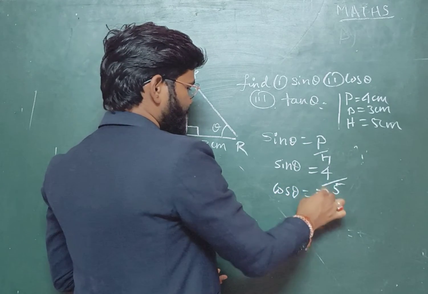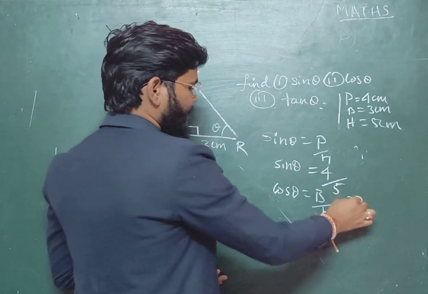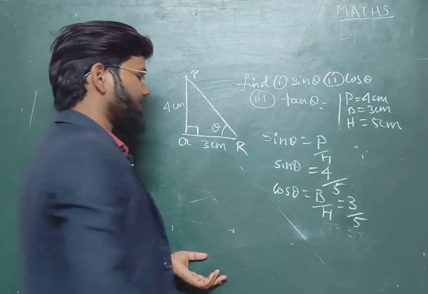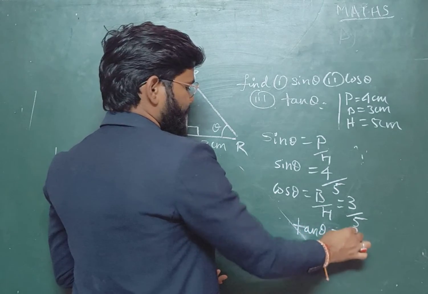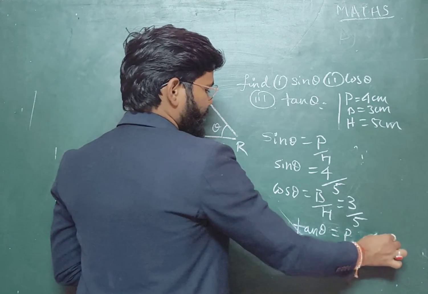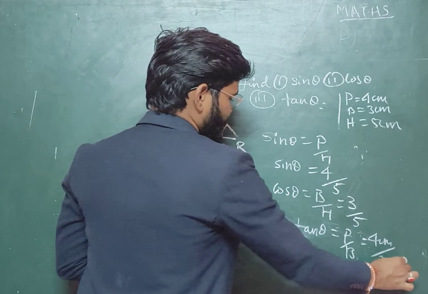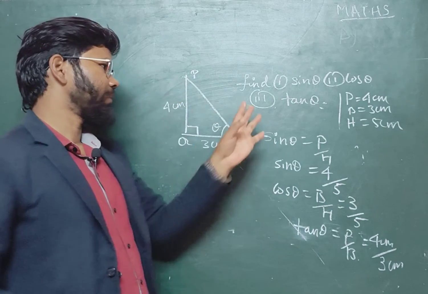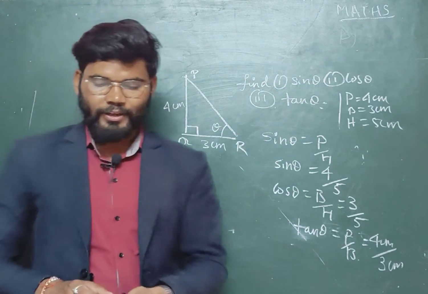Cos theta equals B by H, and instead of B we put 3, and H is 5 centimeter. So the value of cos theta is 3 by 5. And then after that, the value of tan theta. The value of tan theta is P by B. So instead of P, we will put 4 centimeter, and instead of B, we have to put 3 centimeter. So this is the value of tan theta. With the help of this process, we will find the value of sin theta, cos theta, and tan theta.